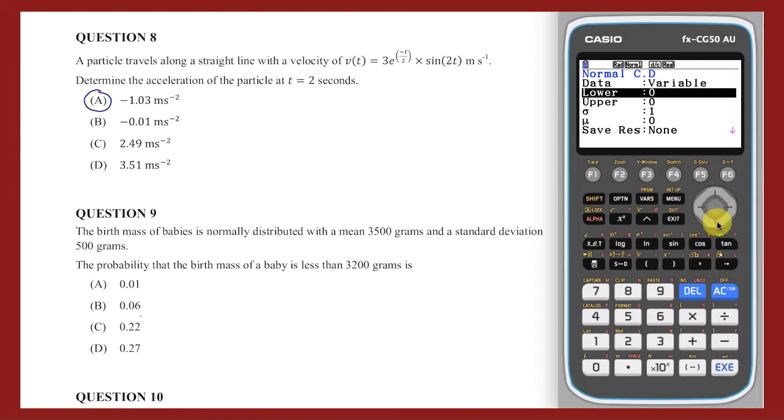In this case, we want the probability that a birth mass is less than 3,200 grams. So our lower bound is something approximating negative infinity, and our upper bound is 3,200. Enter the sigma and mu of the normal distribution under consideration. Press execute to calculate this probability. This result corresponds to answer D.